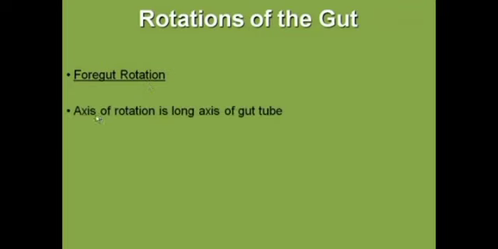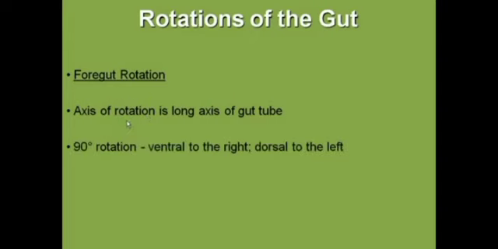The first rotation, the rotation that occurs first, is a rotation of the foregut. And that rotation is going to be a rotation that is around the axis of the gut tube itself. The long axis of the gut tube is the axis of rotation for this foregut rotation. And it is a 90-degree rotation, such that the ventral side goes to the right and the dorsal side goes to the left. To understand what that means, let's take a look at a model.